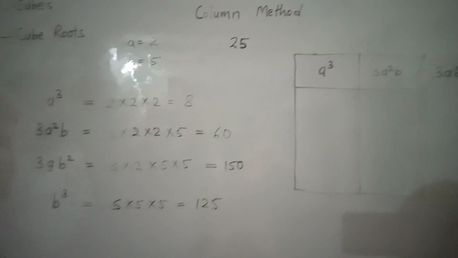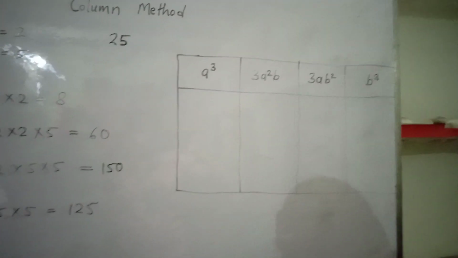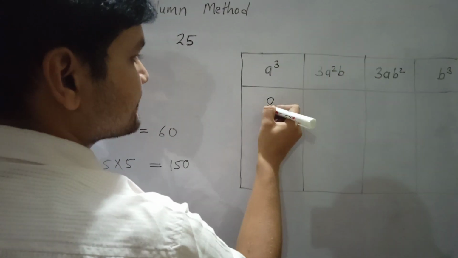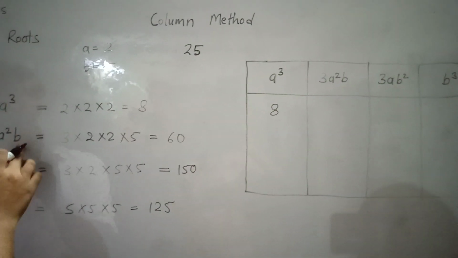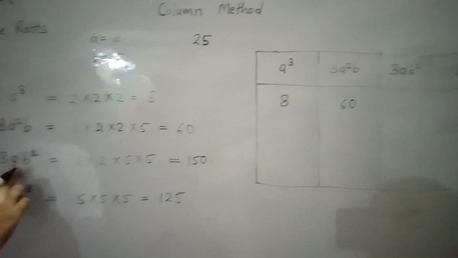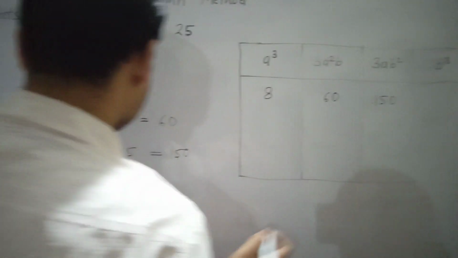Okay. So after that we will put this value in the column. So the value of A cube is 8 and the value of 3A square B is 60 and the value of 3AB square is 150 and the value of B cube is 125.